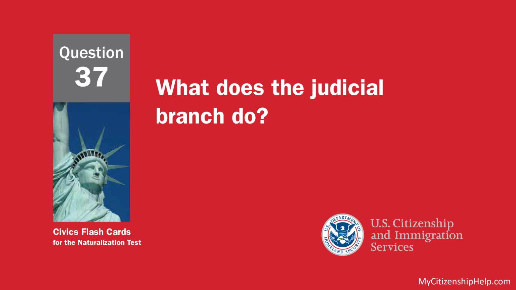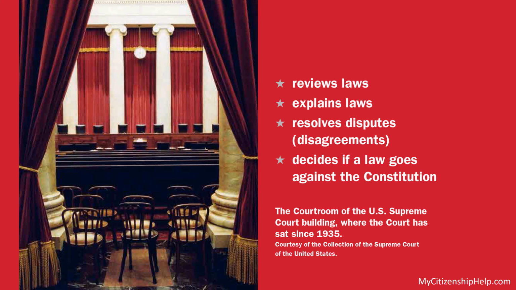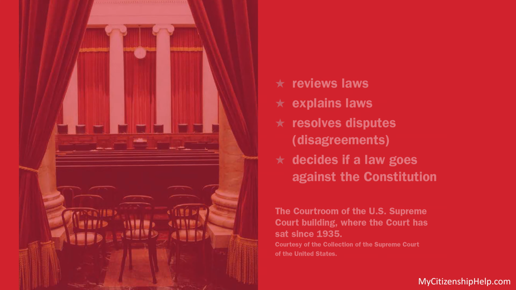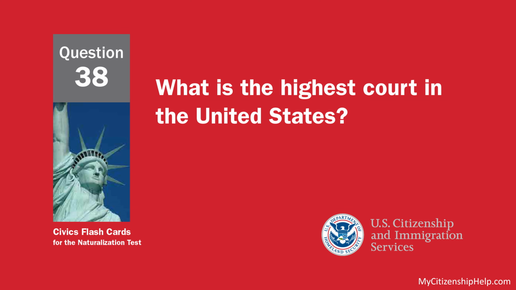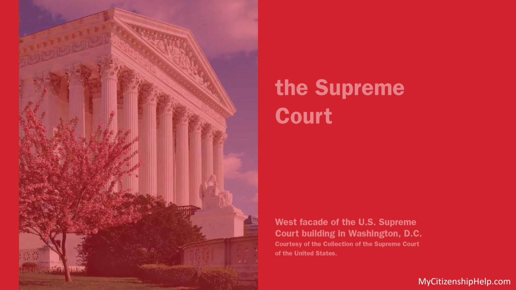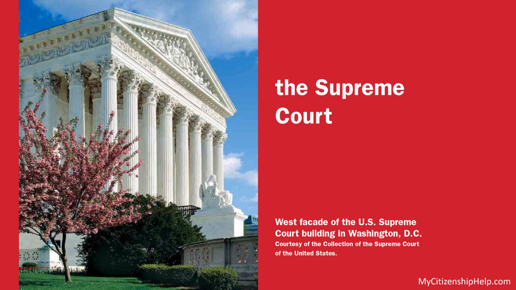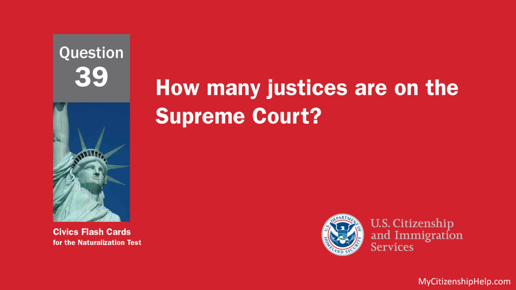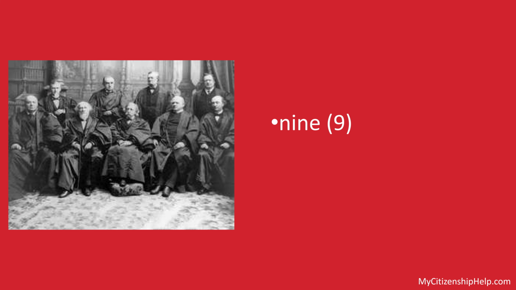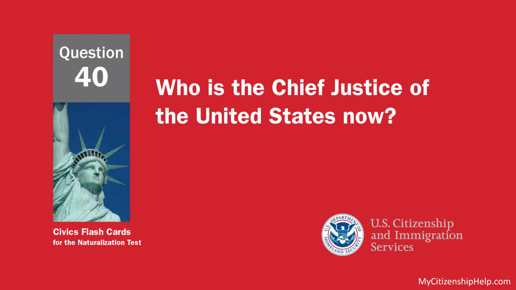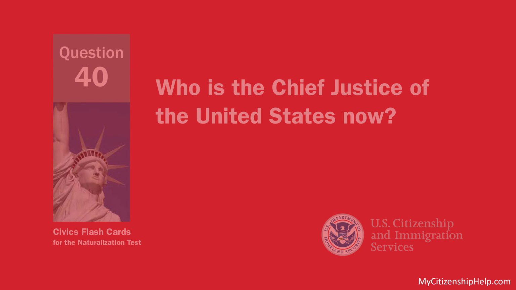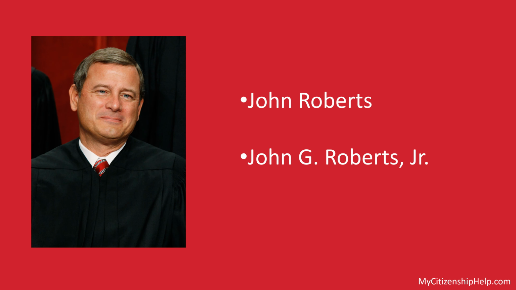What does the judicial branch do? Reviews laws, explains laws, resolves disputes, disagreements, decides if a law goes against the Constitution. What is the highest court in the United States? The Supreme Court. How many justices are on the Supreme Court? 9. Who is the Chief Justice of the United States now? John G. Roberts, Jr.